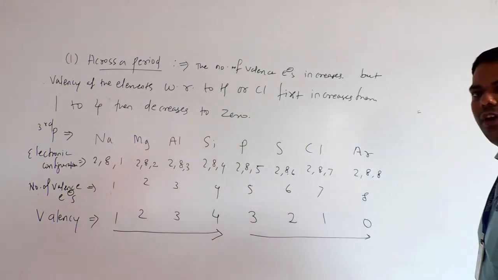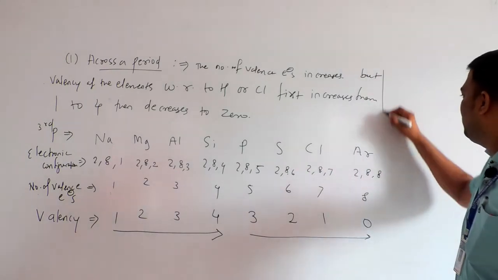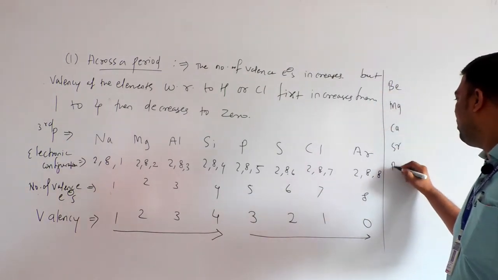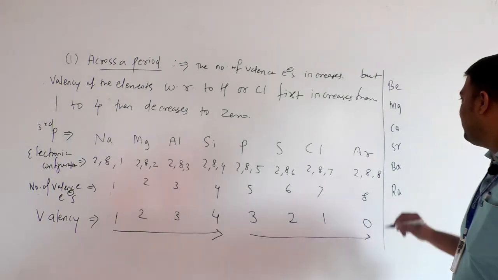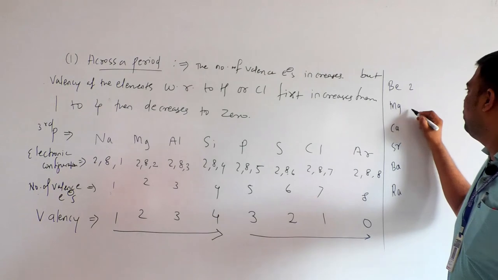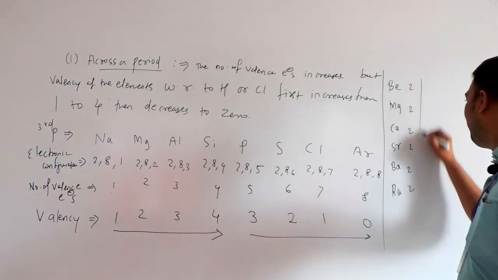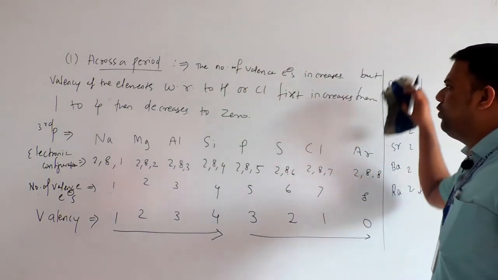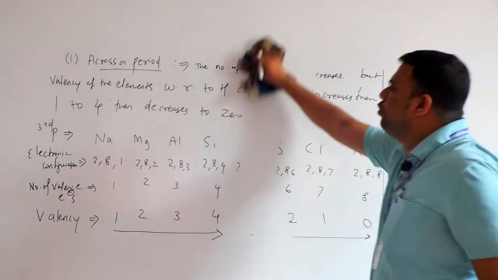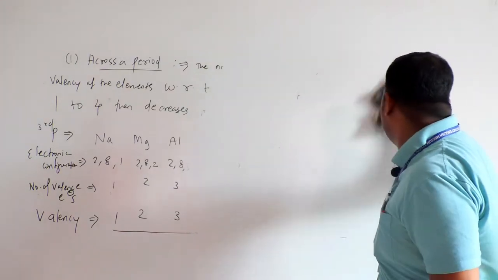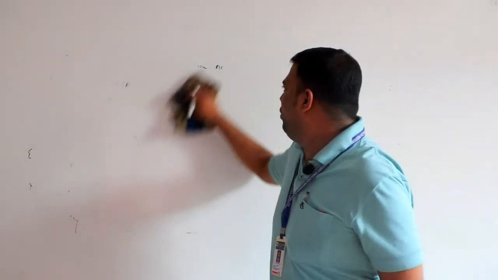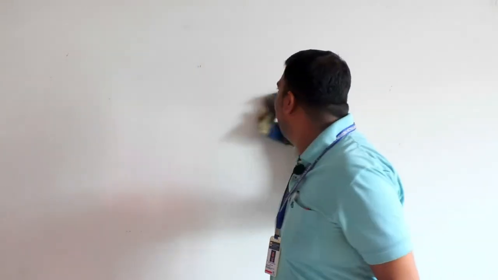Suppose you are concentrating on one group, say beryllium, magnesium, calcium, strontium, barium, like this. As you know, these all have two valence electrons. Therefore, valency remains the same in a group. I hope you understood what happens to valency across a period and down a group. You have to write in your notebook what happens in a group, whatever I told, with examples.